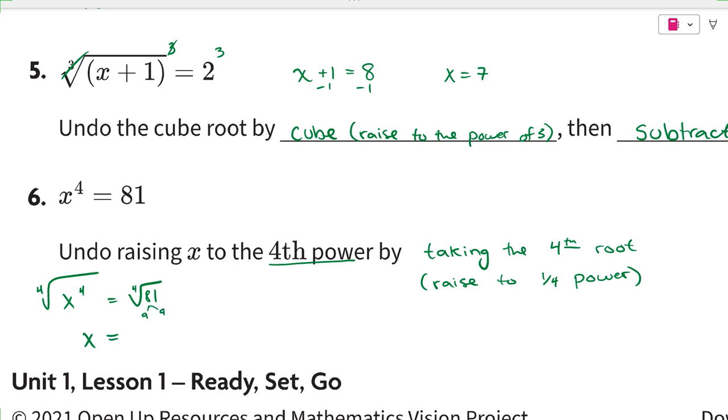Well, 81 is 9 times 9. Remember, I need 4 of the same number. So I can break that down to 4 3s. So x equals 3.